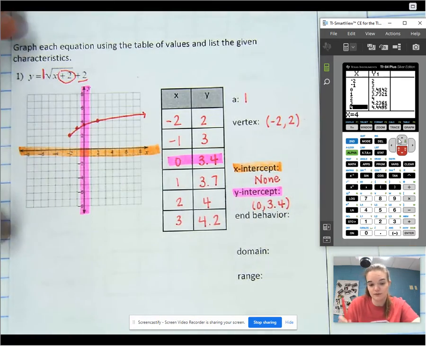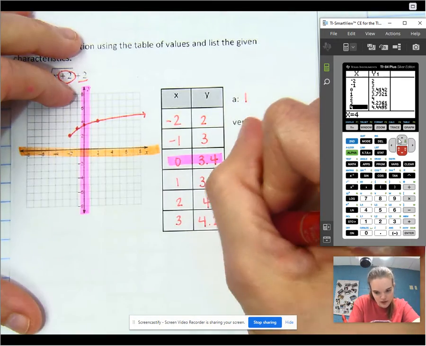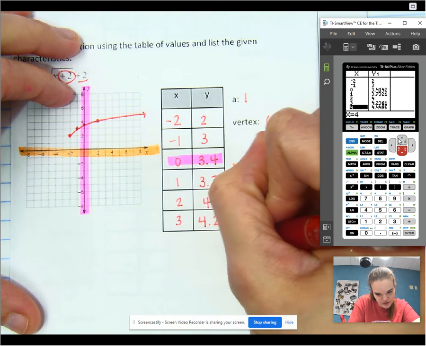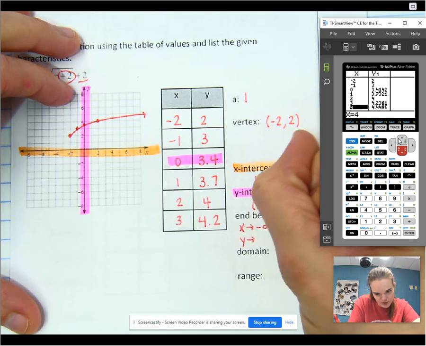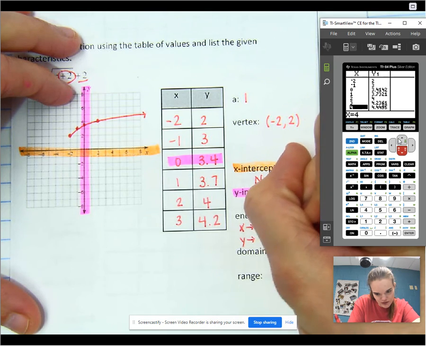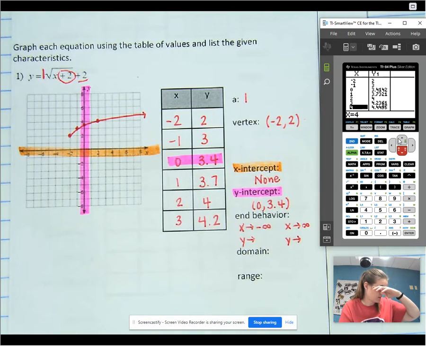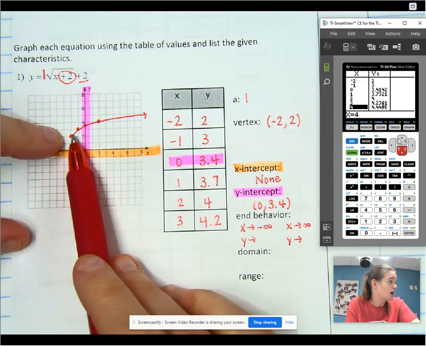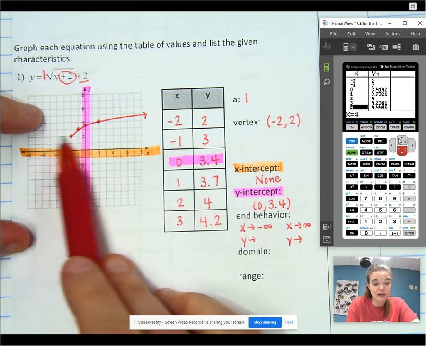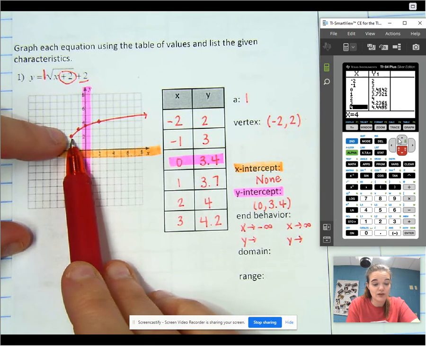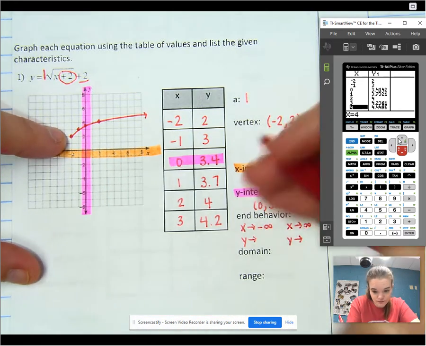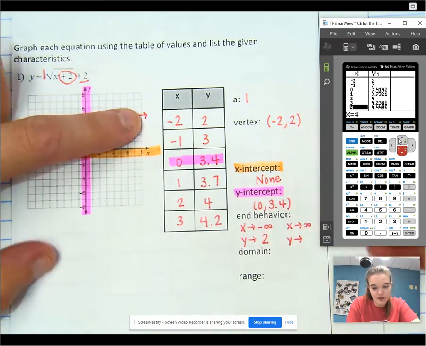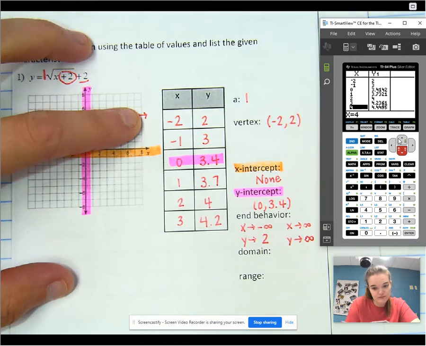The end behavior, this is different. When x approaches -infinity, when x approaches +infinity. When x approaches -infinity, y is only ever going to get to this y value. This y value is 2. On the right side, it's going up forever, so it's infinity.